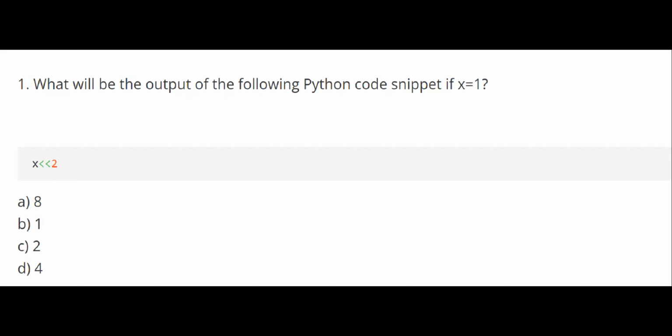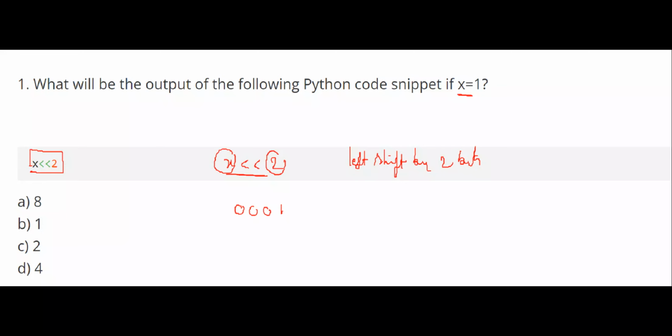What will be the output of the following Python code if x is equal to 1? Here it is given x left shift by 2. That means you want to left shift by 2 bits. Here what is the value of x? x is equal to 1. So what is the binary representation of 1? Let us suppose the binary representation of 1 is 0 0 0 1.